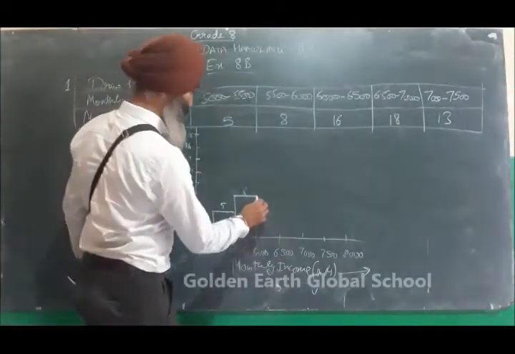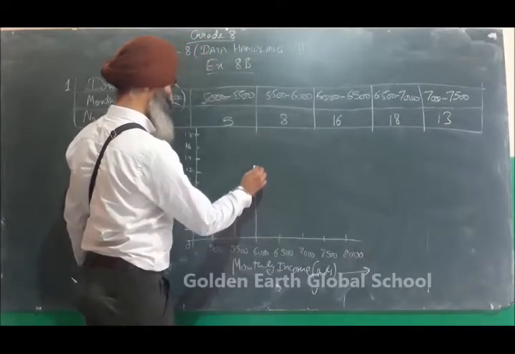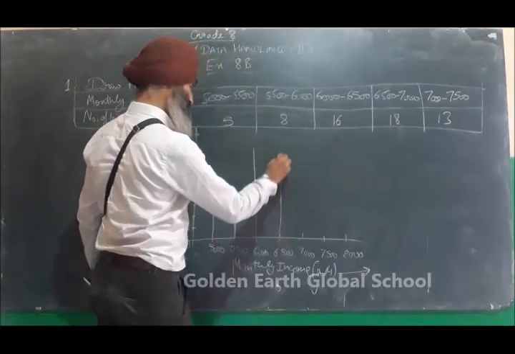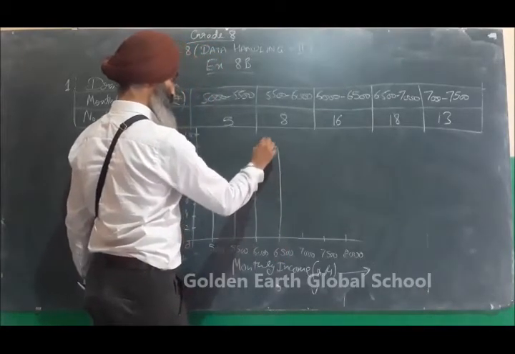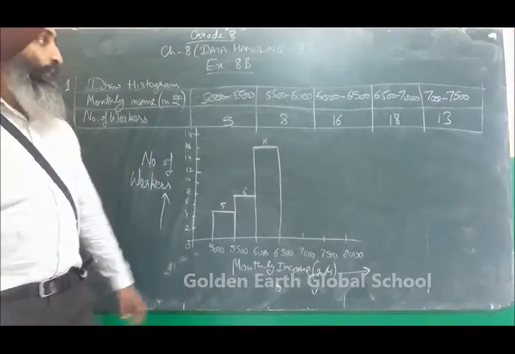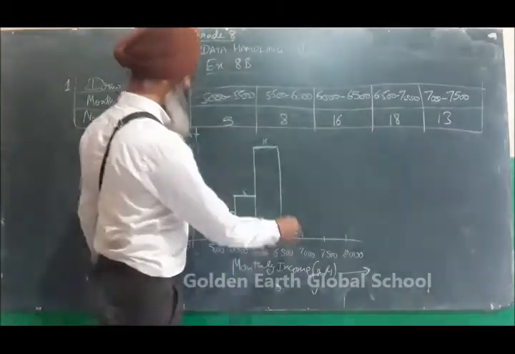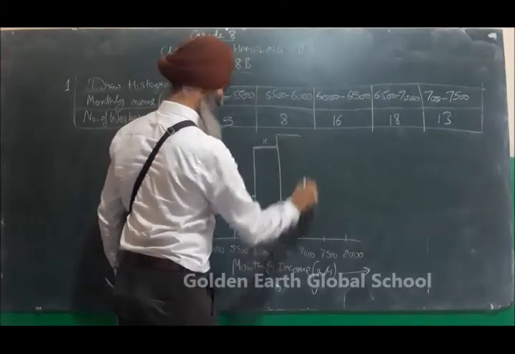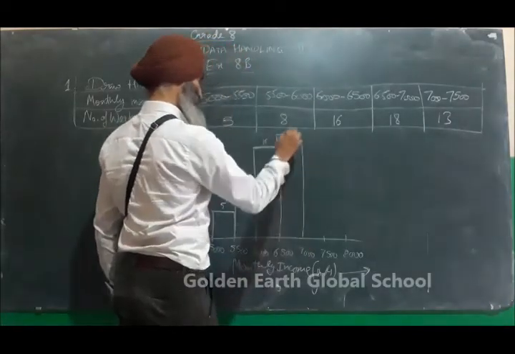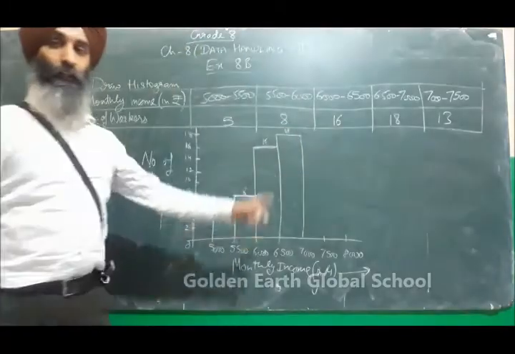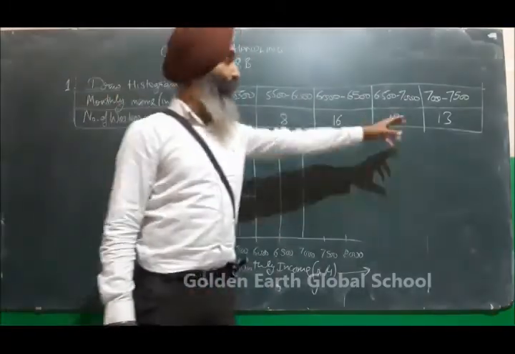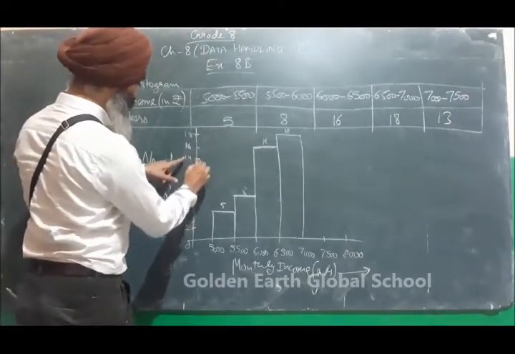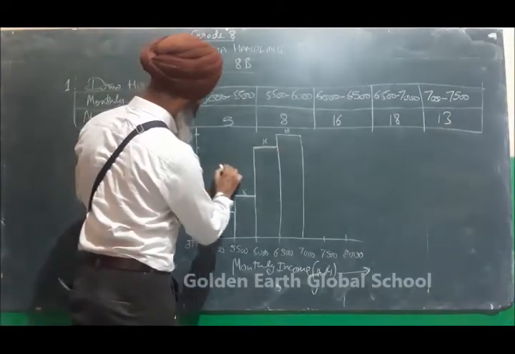And the next one is 16. So make 16. And the next one is 18. Make the 18. So these are 18 workers. And the last one is 13. So the last one, 13, lies between 12 and 14.